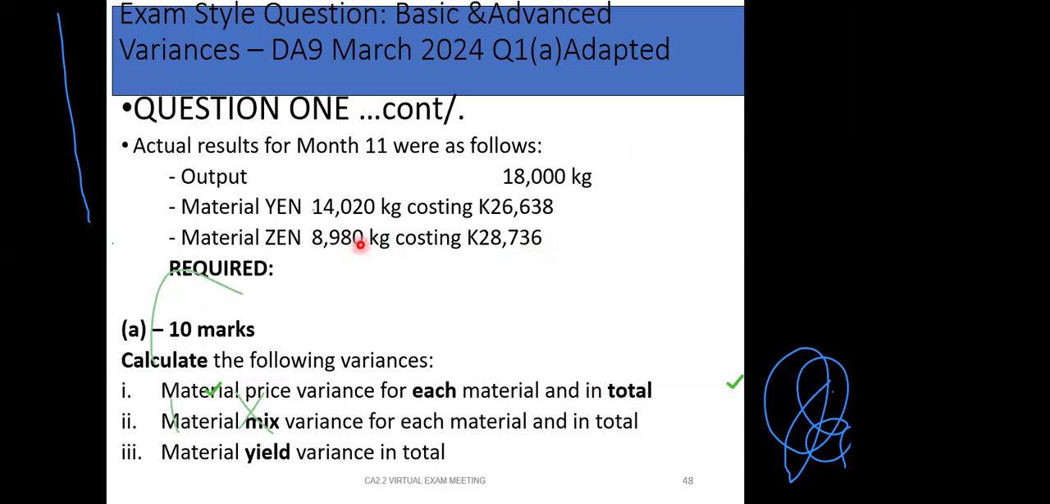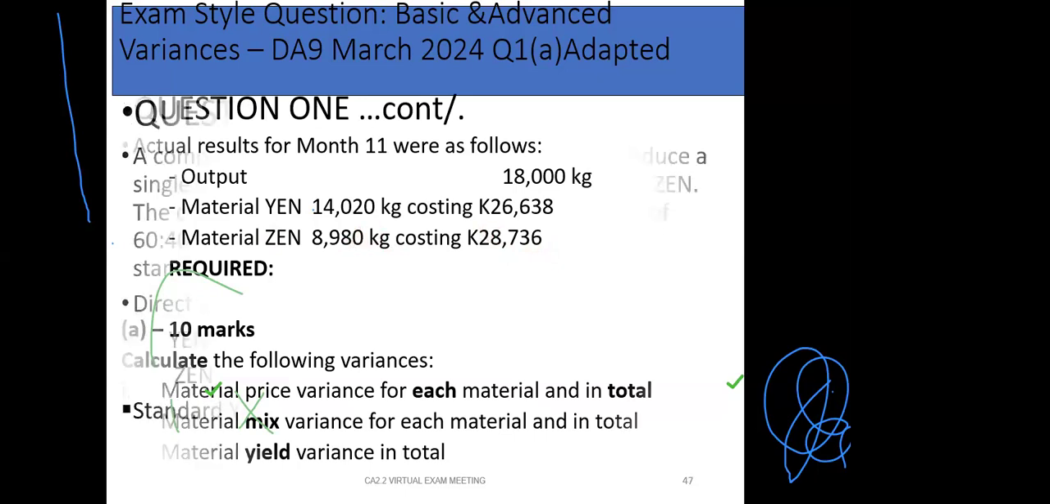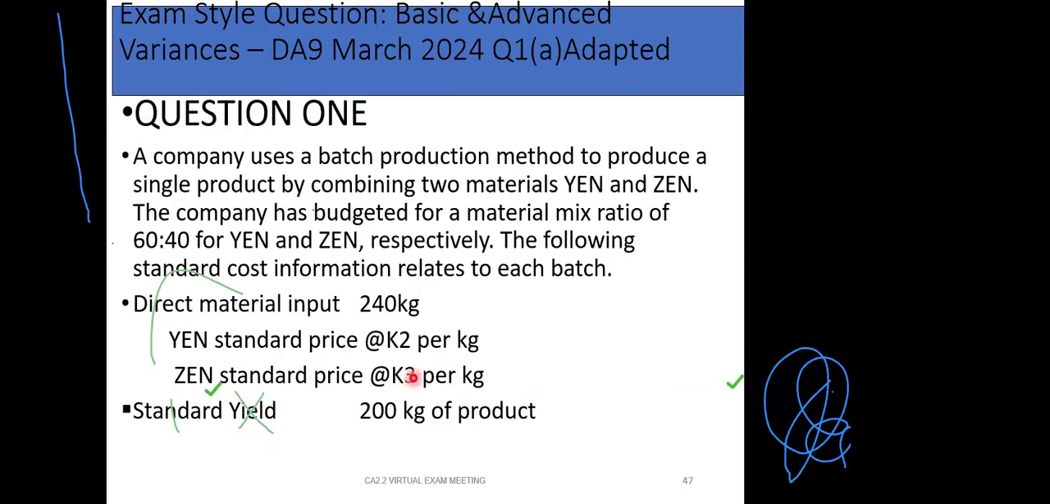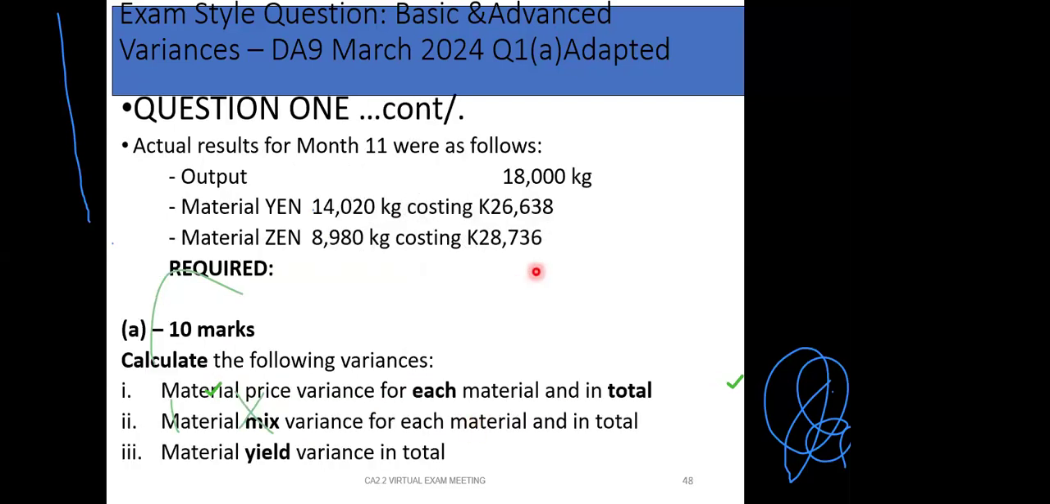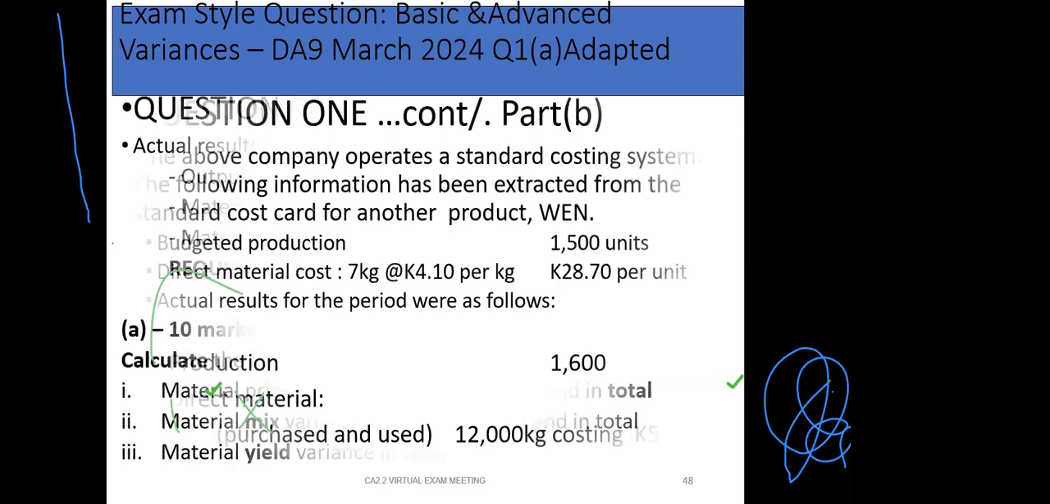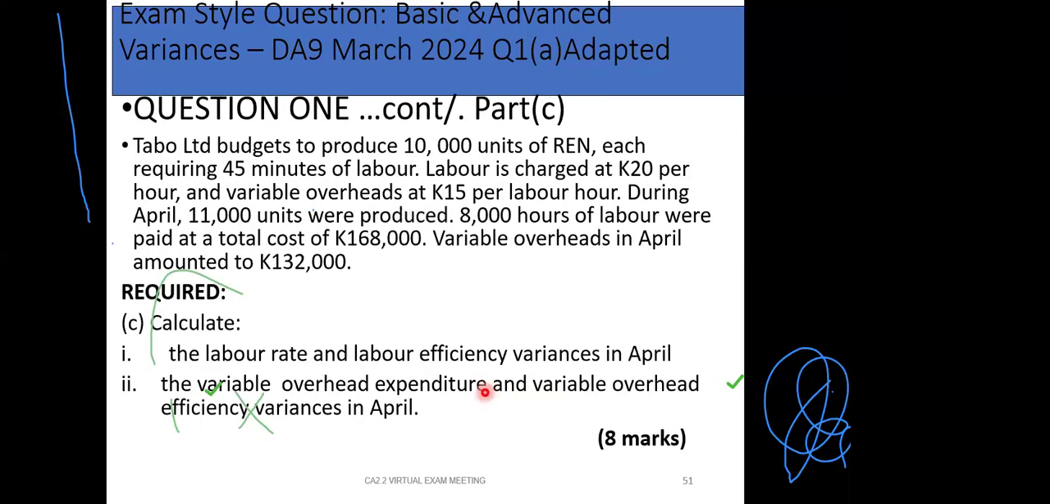When you say what it should have cost, you go to the standard cost card and pick the purchase price, which is 3.3. So you multiply that 8,980 by 3.3. Then you compare with the 28,736. So at this stage, let me just take you to the solution.